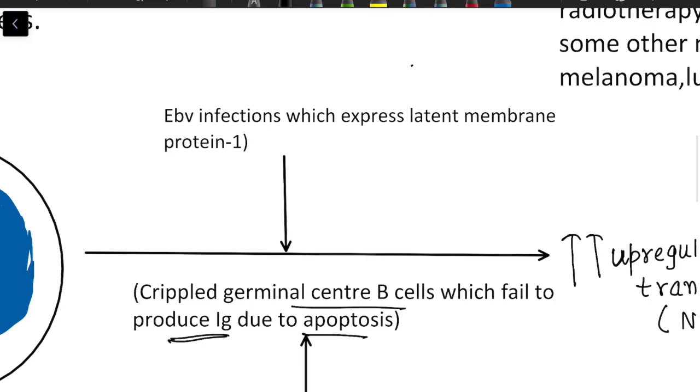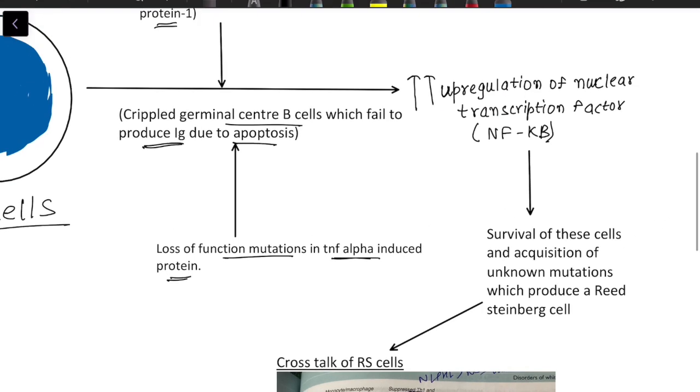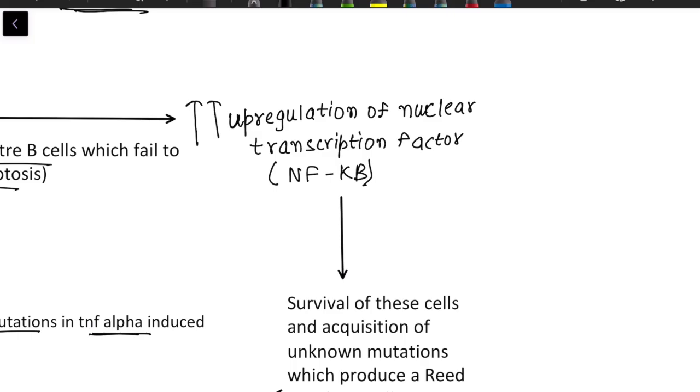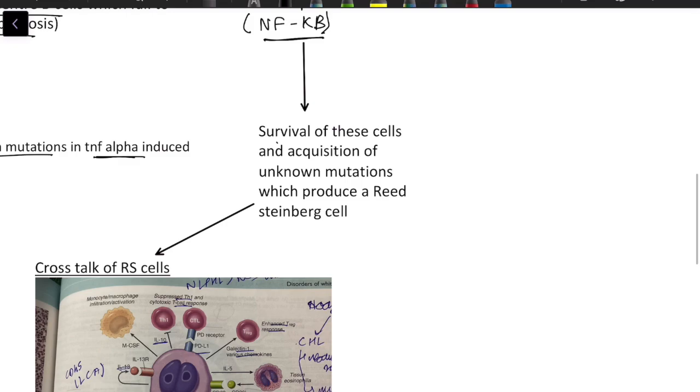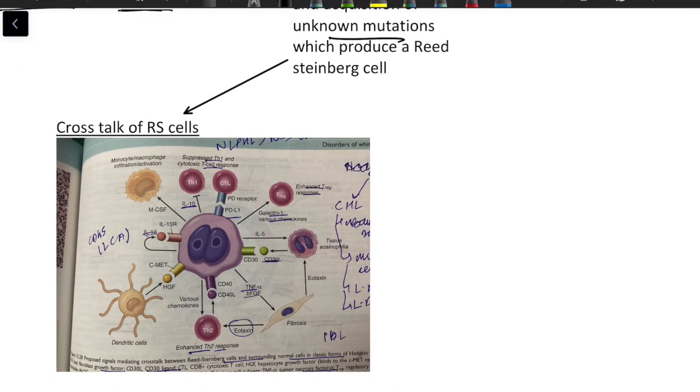And if this cell is affected by an Epstein-Barr virus which expresses latent membrane protein, or there are some loss of function mutations in TNF alpha protein, all these mutations rescue this germinal center B cell which is undergoing apoptosis. These mutations cause the upregulation of this nuclear transcription factor, which ultimately leads to the survival of these cells, and the acquisition of some unknown mutations which we still have not been able to find out leads to the formation of this Reed-Sternberg cell.